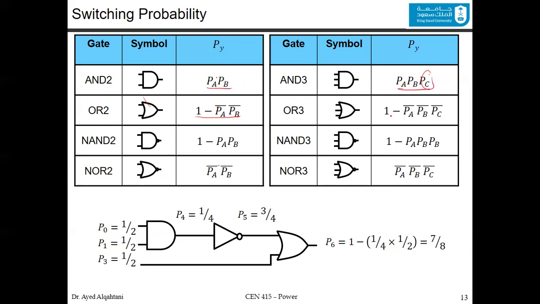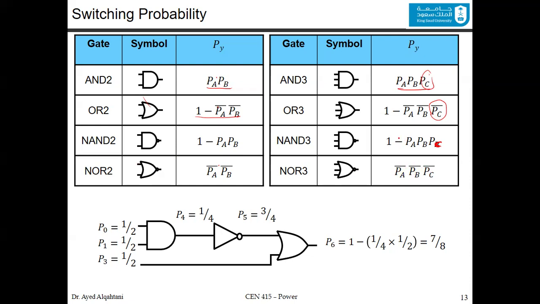Here we say 1 minus, and then you have the probability of C bar. Here it's 1 minus, and you are adding actually the probability of C. And here we have actually the probability of A bar times the probability of B bar. You have a two input NOR. For a three input NOR, it would be the probability of A bar times the probability of B bar times the probability of C bar.